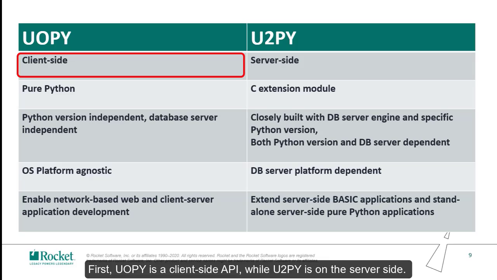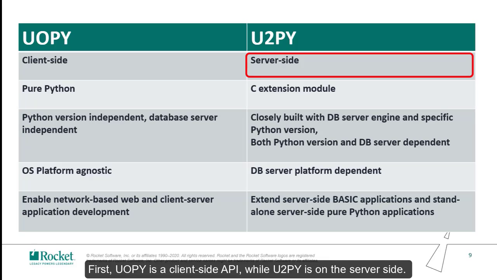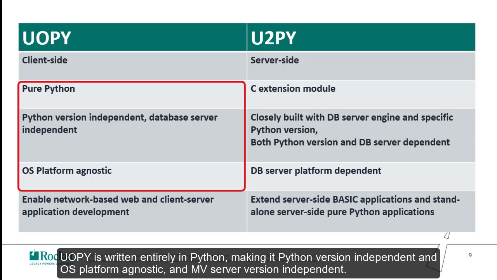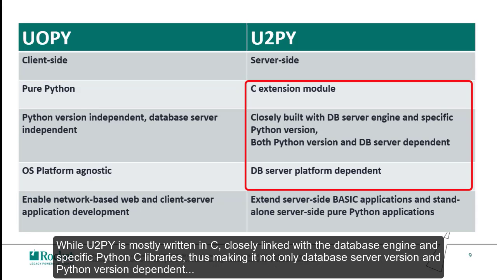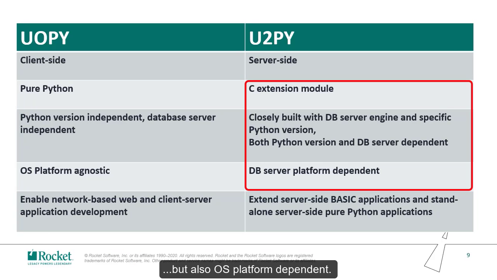First, UOPY is a client-side API, while UOPY is on the server side. UOPY is written entirely in Python, making it Python version independent, OS platform agnostic, and MV server version independent. While UOPY is mostly written in C, closely linked with the database engine and specific Python C libraries, thus making it not only database server version and Python version dependent, but also OS platform dependent.